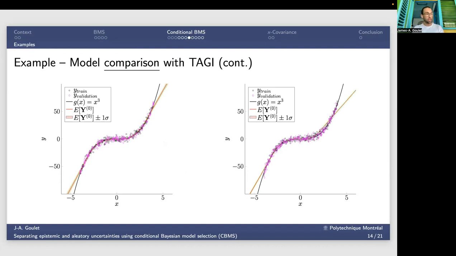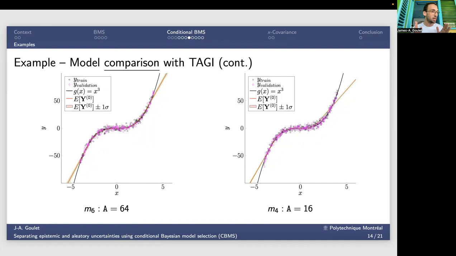So first, before looking at the numerical results, which one of these two models is better? Left or right? Left. Left is better? Yeah, I think left as well. Everyone kind of agrees there. So here we would expect that Bayesian model selection and conditional Bayesian model selection should tell us that the model on the left is better than the model on the right. This is pretty obvious, so we don't need a metric for this. We visually see this is right. To tell you, the model on the left is model 6 with 64 hidden units. The model on the right is model 4, with 16 hidden units.